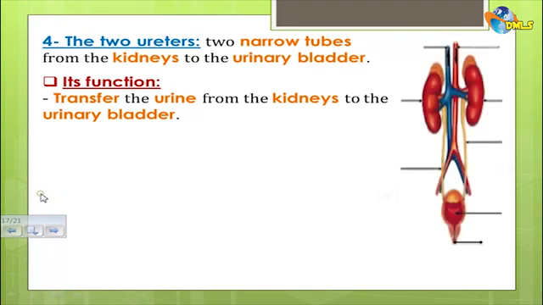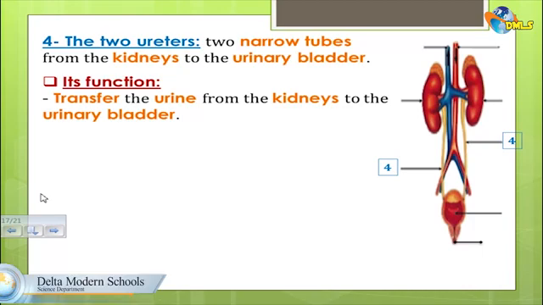Number 4, the two ureters. They are two narrow tubes from the kidney to the urinary bladder. Their function is to transfer the urine from the kidney to the urinary bladder.